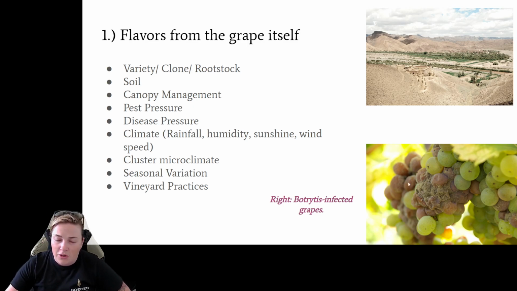So here is a picture on the bottom right of botrytis infected grapes. This is something, as we'll find out in the next lecture, that is actually utilized to make some really high quality dessert wines. It is a fungus that comes in, and with the right humidity will start to attack the grapes. What you see with this discoloration, starting to turn a brownish color, is the fungus attacking the clusters. It's utilizing those sugars, but it's also changing the flavors of the cluster as well.